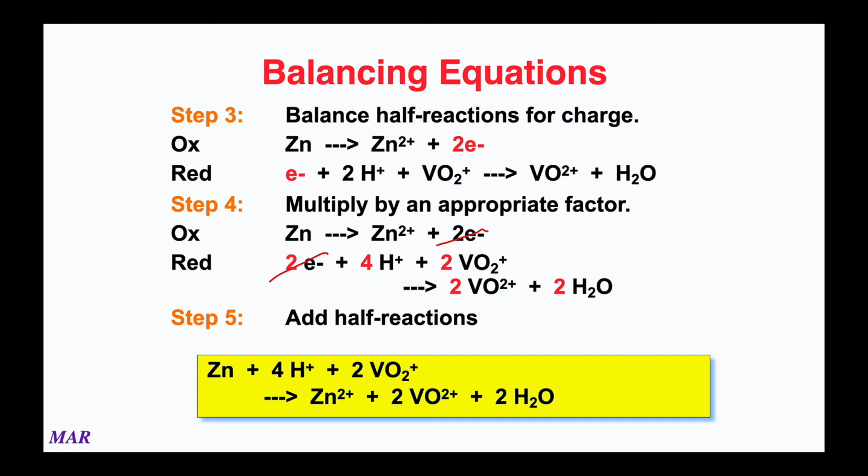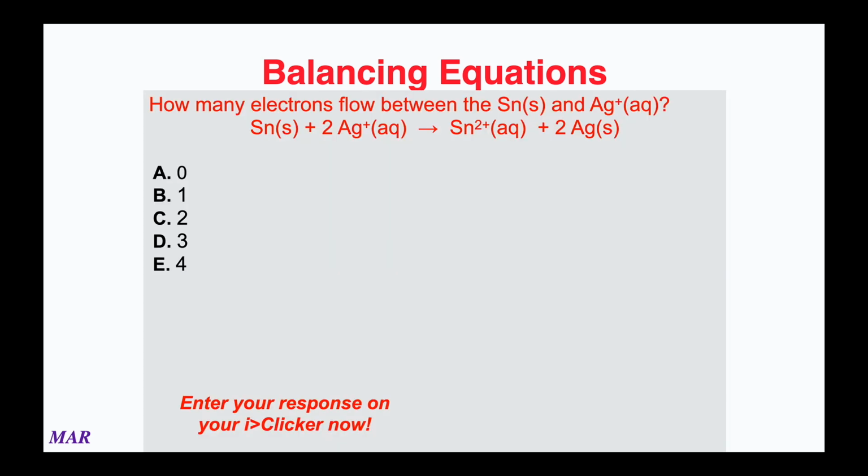Now remember, this was an acid solution. And in acid solutions, you can only add H plus and water. You don't want to add anything else to these. For acids, just H plus and water. In this question, it asks how many electrons flow between the tin and the silver plus. This will be something that we'll talk about more later.